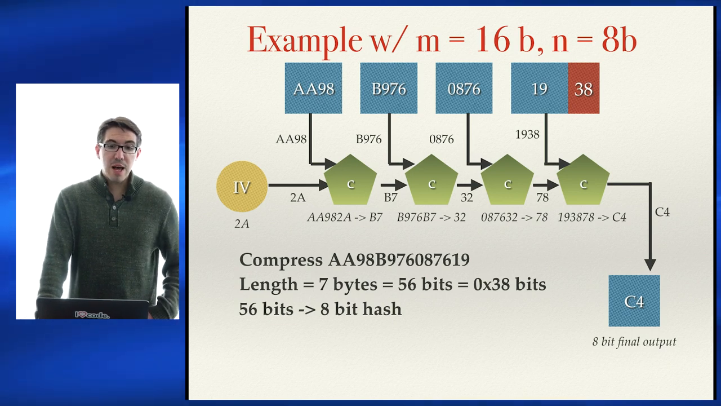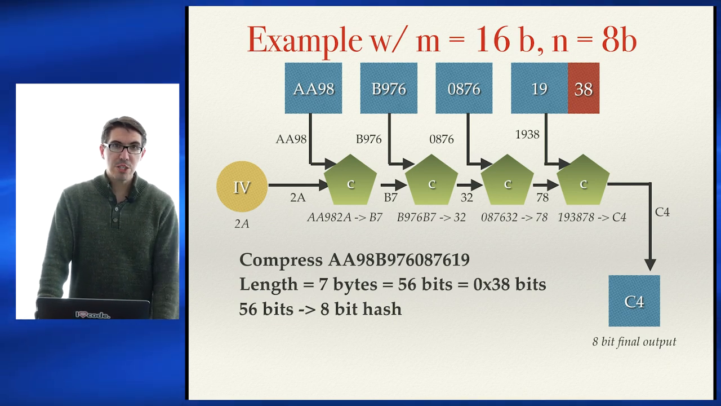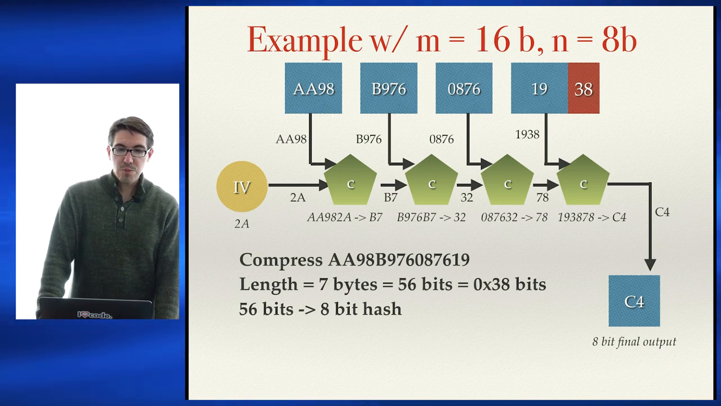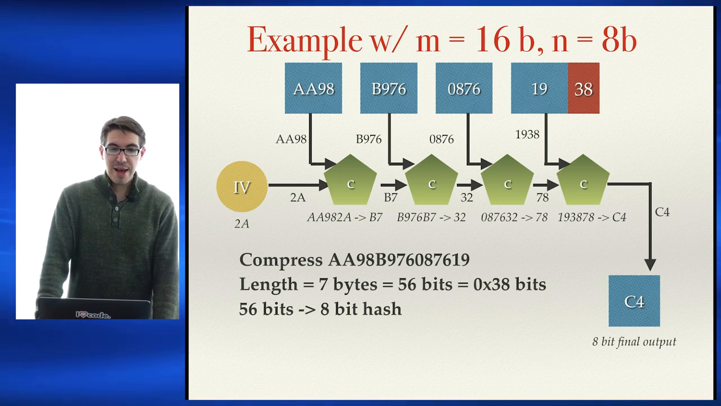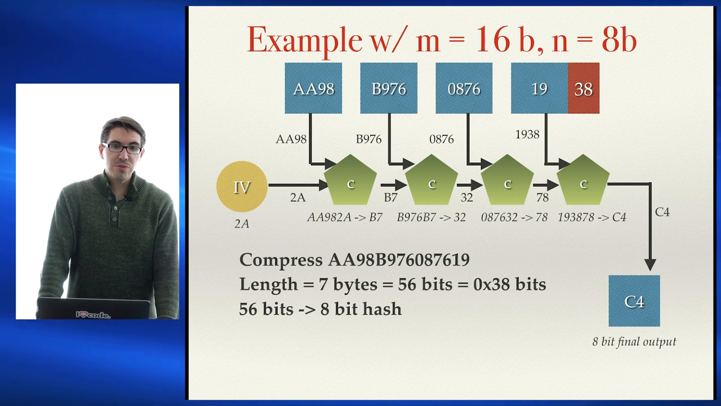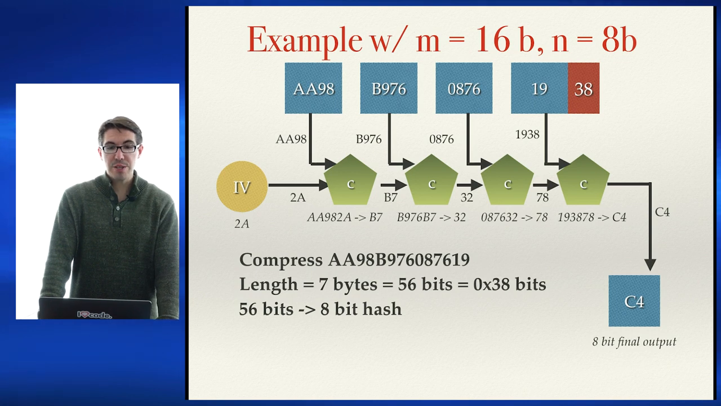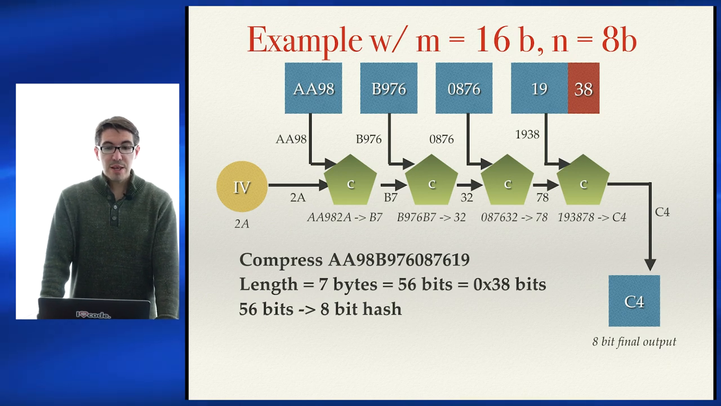So we're going to split this up into 16-bit chunks, which is equivalent to 4 hexadecimal characters. Our first block, AA98, gets passed in with our predefined initialization vector, 2A. This is run through the compression function C, and we get the result B7. That becomes part of the input for our next call to the compression function, which accepts the second block, B976, along with B7, giving us the output 3.2.